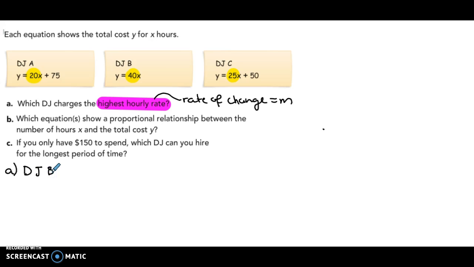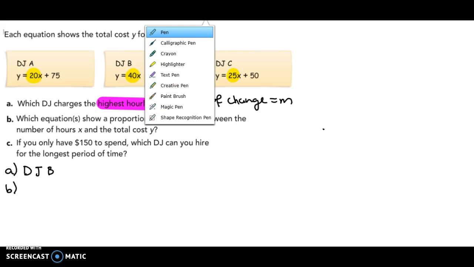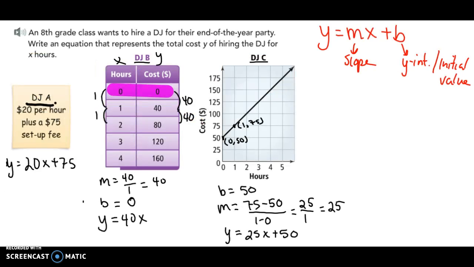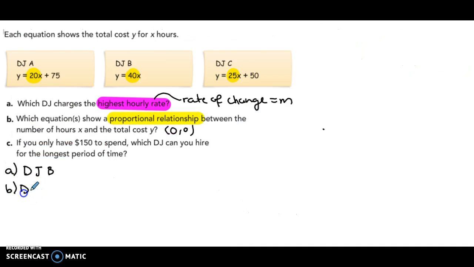Their rate is 40. Part B says which equations show a proportional relationship between the number of hours x and the total cost of y. Well, remember we talked about this vocab word, proportional relationship, which means which one starts at the origin (0, 0). If we refer back to the slide, out of DJ A, B, and C, DJ B is the one who started at the origin, which means DJ B has a proportional relationship.